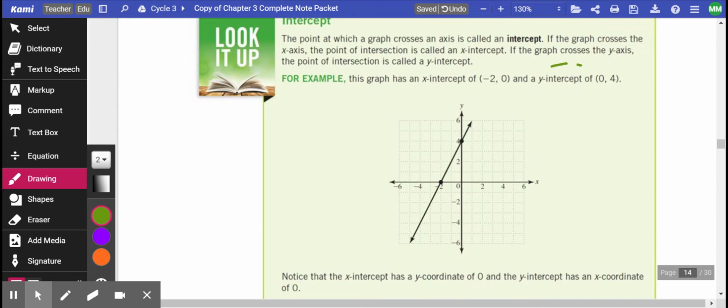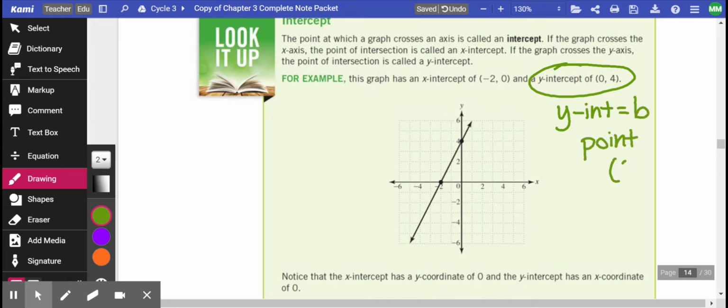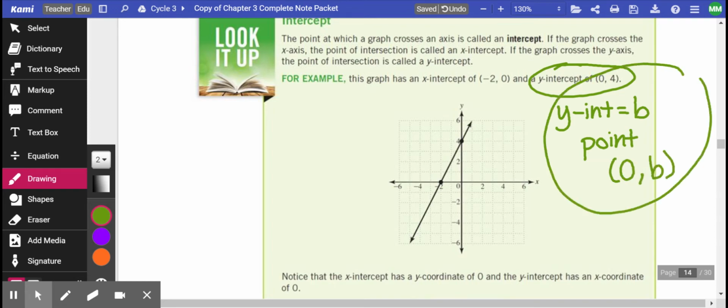And we're only going to be worrying about our y-intercept for this section. So our y-intercept in your equation, you will consider it to be your b value. And as a point, it will be at 0 and then whatever your b value is. So that's something that's really important. So you can see for this equation, for this line, the y-intercept is at 0, 4.